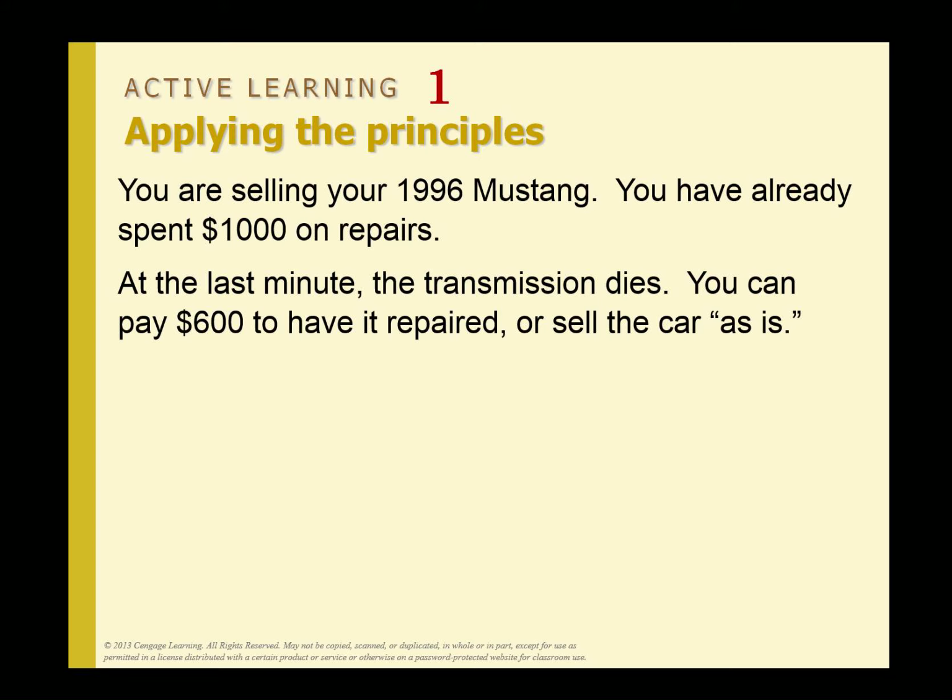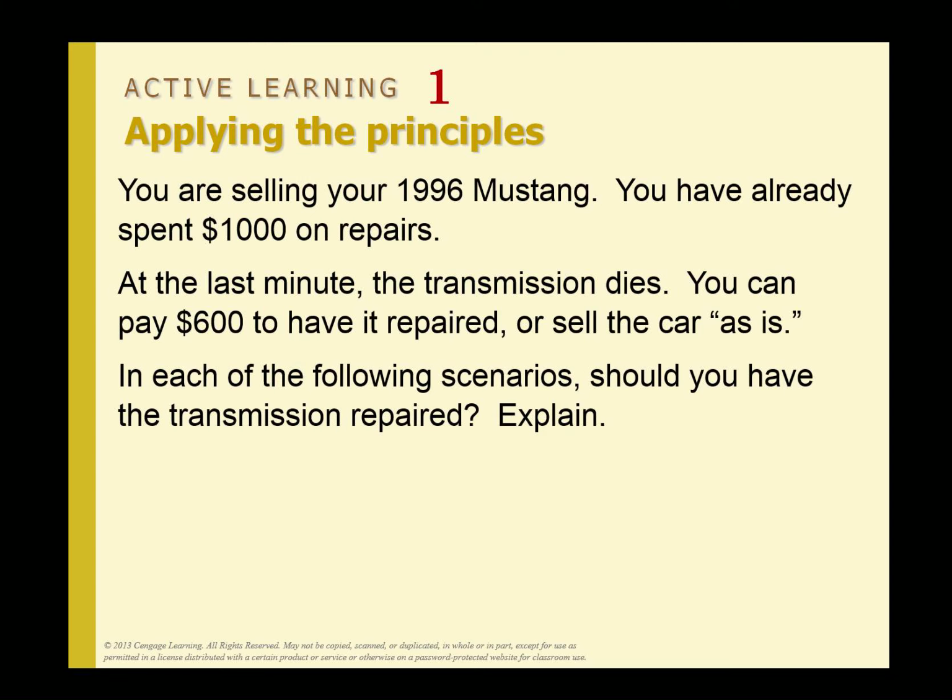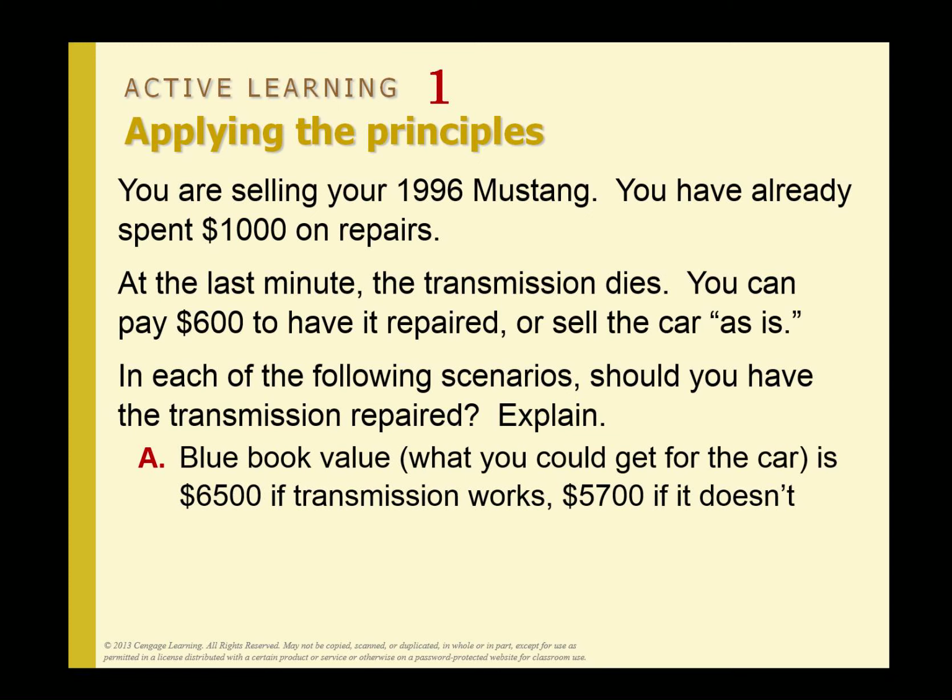The cost is $600, so your marginal cost is $600. Now, we have to figure out if it's worth it, so we have to figure out what the marginal benefit is. So here we go. We have $6,500 if the transmission works, $5,700 if it doesn't. $6,500 minus $5,700 is $800. So the benefit of a working transmission is $800 extra dollars. And we can see right here it only costs $600 to have it repaired. The benefit of $800 is greater than $600. So yes, you should definitely repair in this situation.